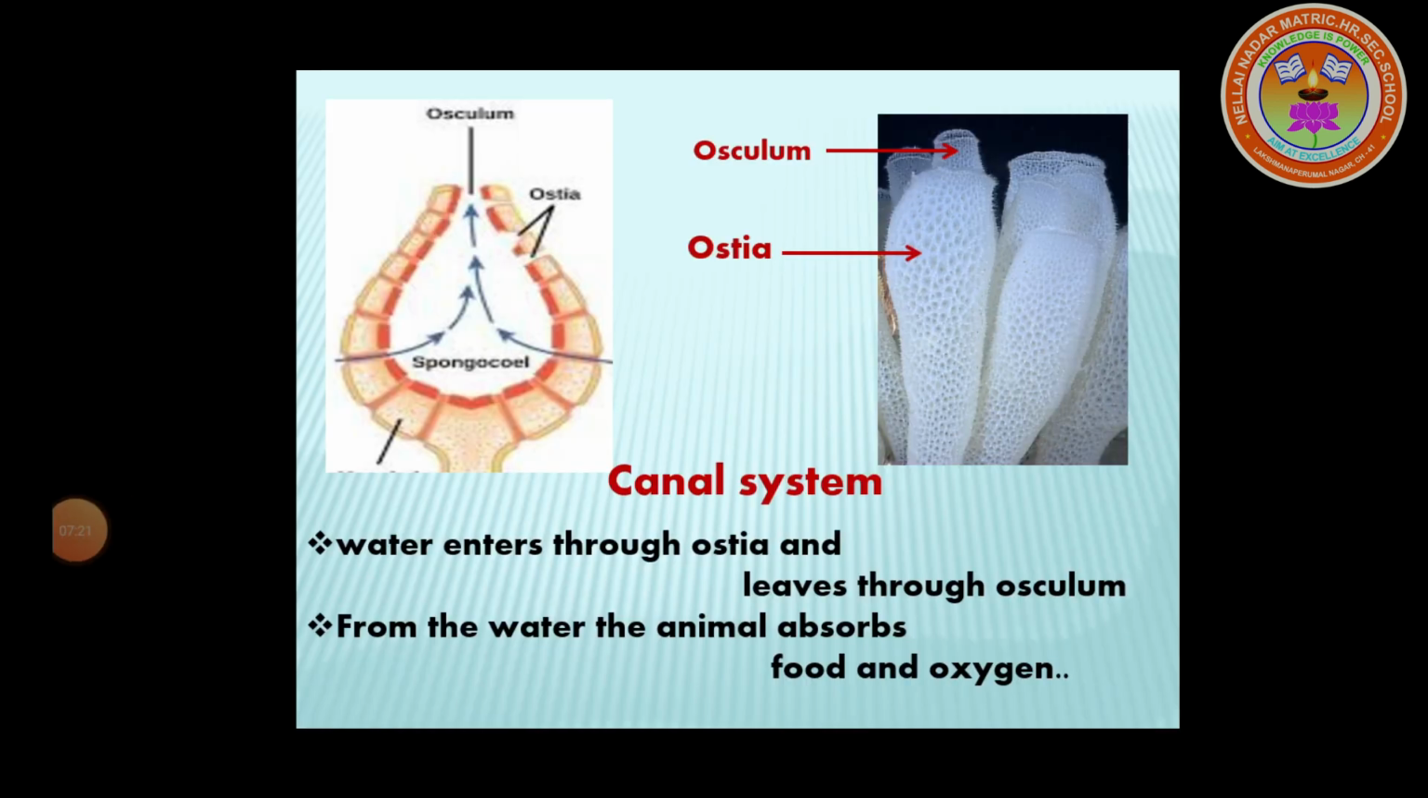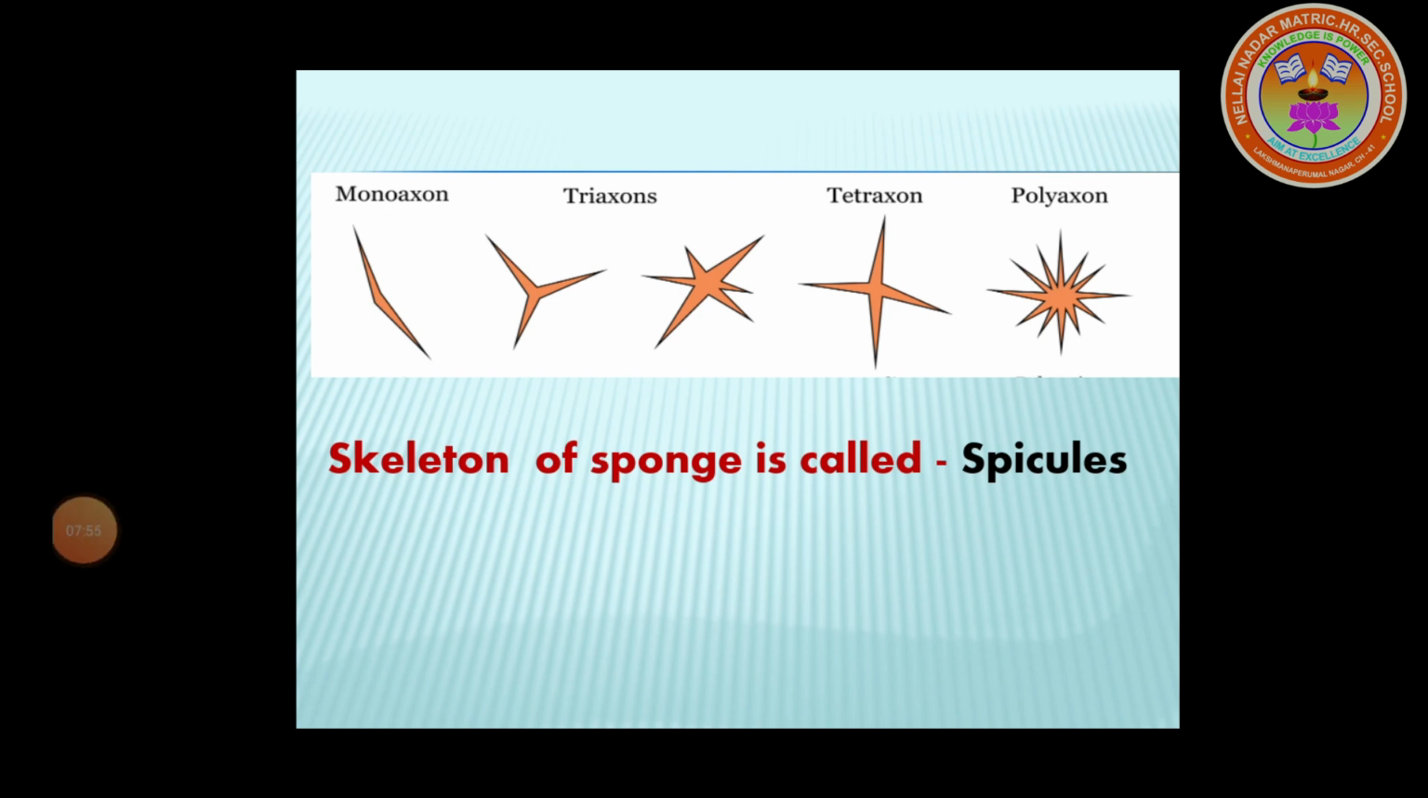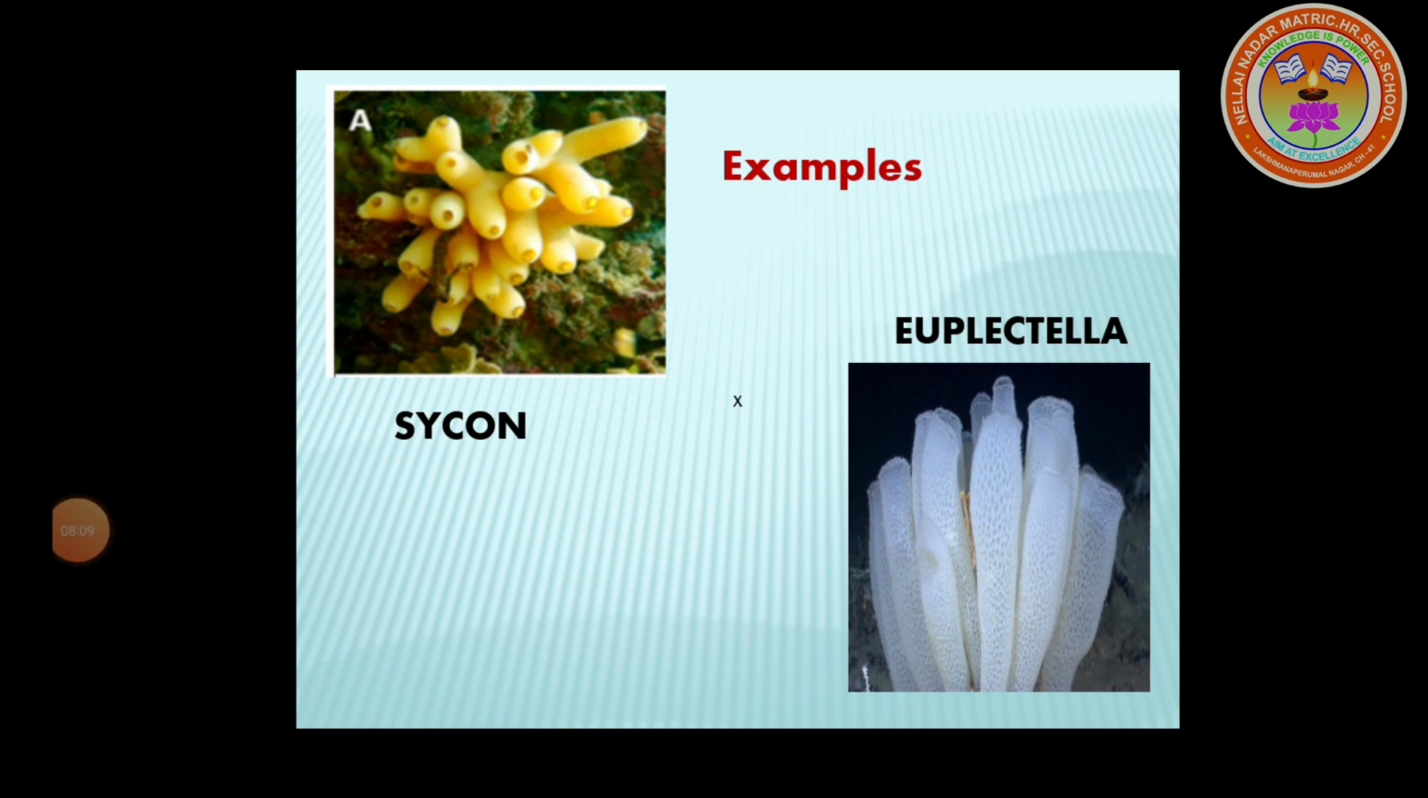Here, again you can see the ostia as well as one more structure called osculum. The osculum is a large opening at the top. In the canal system, the water enters into the ostia and comes out through the osculum. When the water is circulated by the canal system, the animal absorbs oxygen as well as food materials from the water. Now, this picture shows the skeletal structure of the sponges. The skeletal structures of porifera are called spicules. The examples for porifera are Sycon sponge and Euplectella.